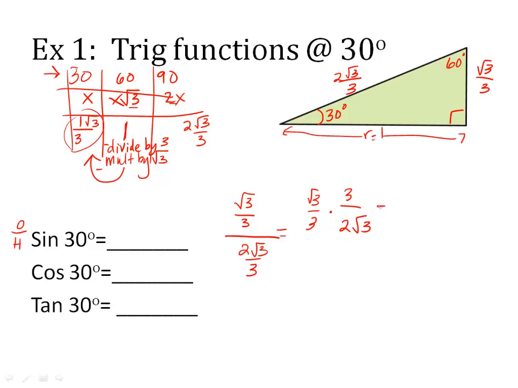Now when I multiply straight across, notice some similarities. I can cancel this 3 with this one, this square root of 3 with this one. Well, what's left on top is not a 0, it is a 1. So my answer is 1/2. My sine then is 1/2.